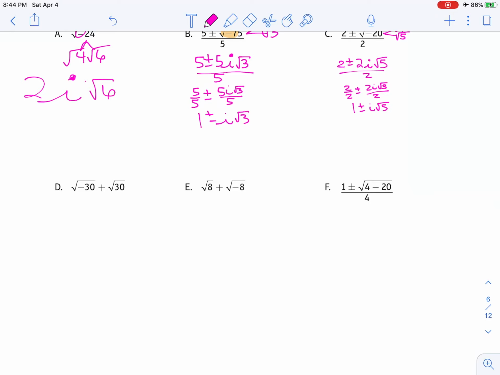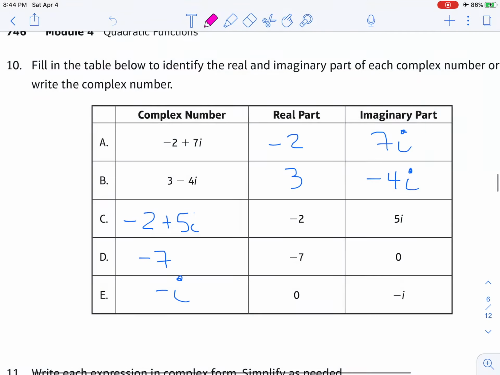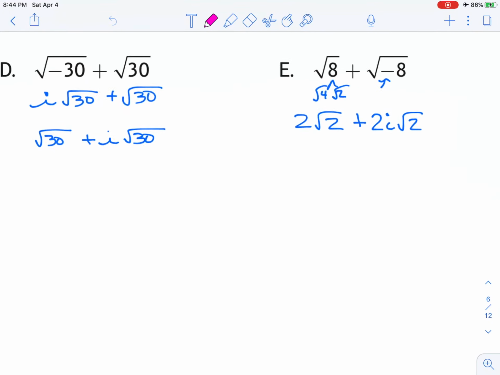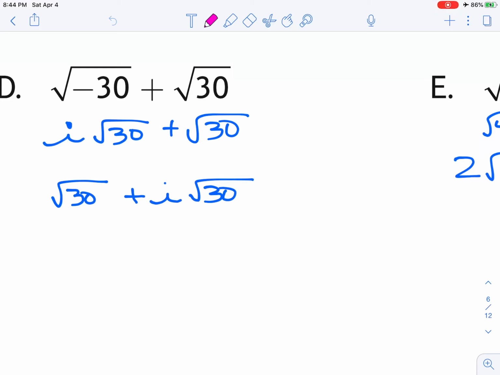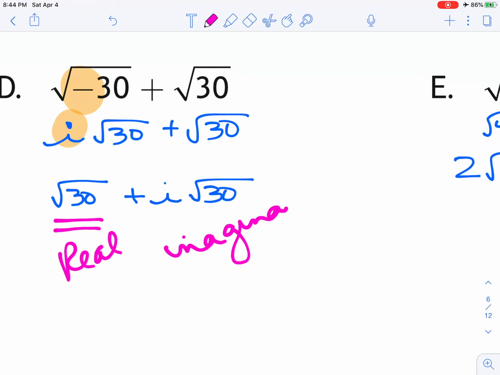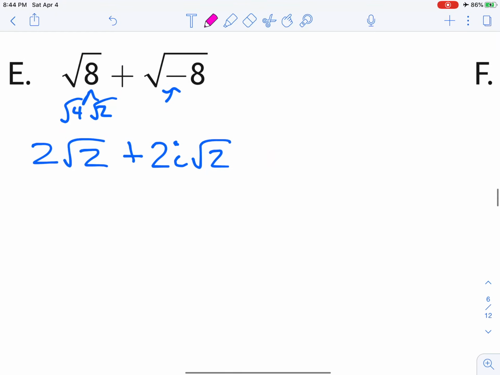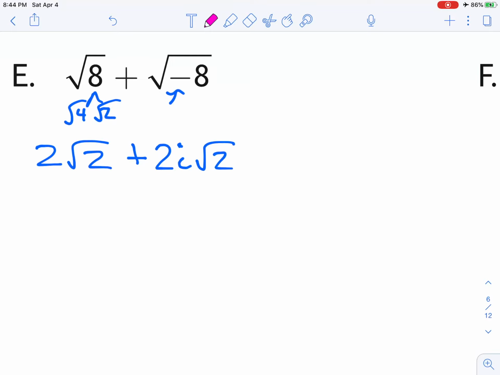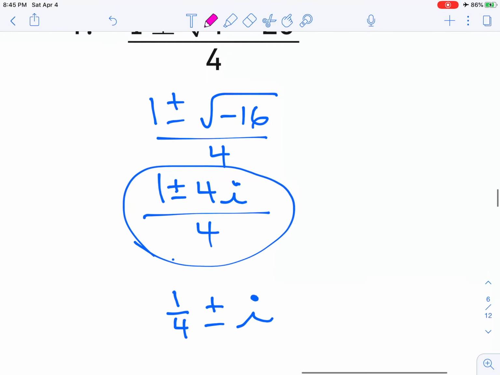Now, I want you to do D, E, and F. So D, yes, you have this negative that's right here, so yes, you get an I. But you have to make sure that the real comes first and then the imaginary. So real has to go first, then the imaginary. E and F.